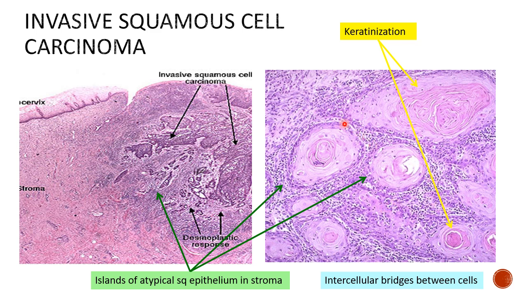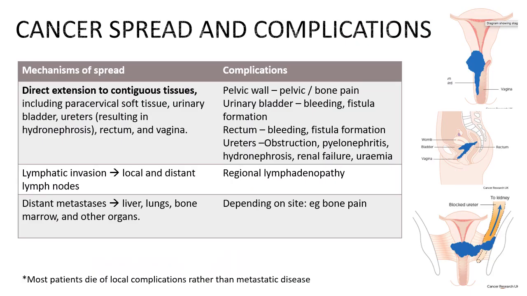This one is quite inflamed. You can see a lot of inflammatory cells in between as well. And occasionally you will be able to see the CIN changes, the dysplastic changes, on the surface adjacent to the invasive component. But it's not present here, but sometimes you can see it.